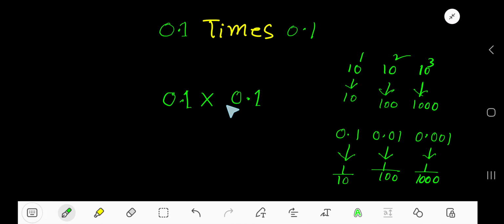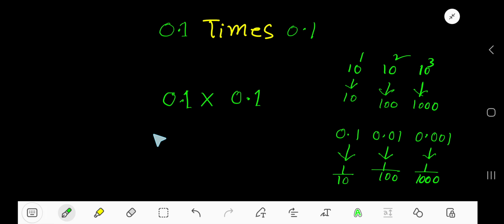0.1 times 0.1. Look, to multiply this factor with this power of 10. 0.1 is a power of 10 actually. Look, 10, 100, 1000, these are powers of 10 and these are greater than 1. And 0.1, 0.01, 0.001, these are also powers of 10, but these are less than 1. 0.1 means 1 over 10, 0.01 means 1 over 100, and 0.001 means 1 over 1000.